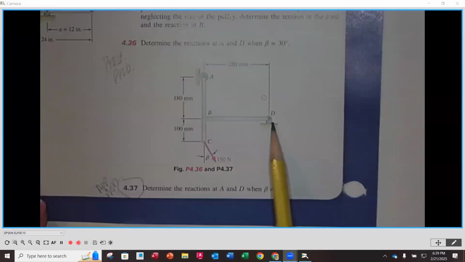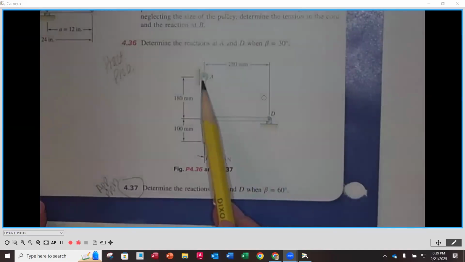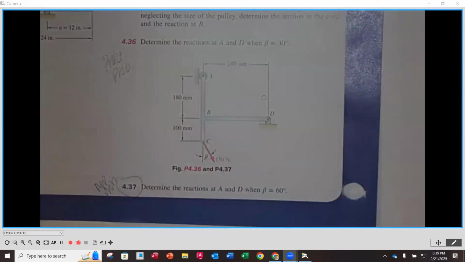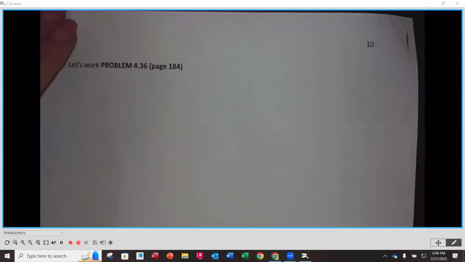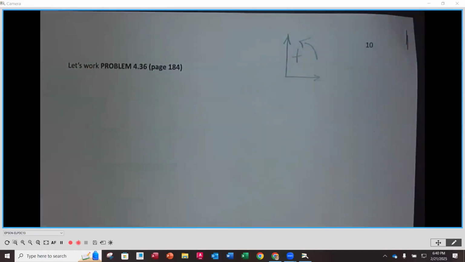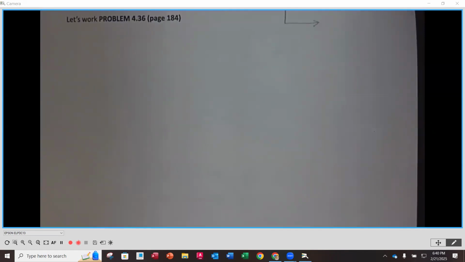So we have a support at D, and we have a support at A. We're going to start by creating our free body diagram, putting our applied loads in place, all of our dimensions, and then we'll look specifically at A and D and how we're going to represent those as supports. I am going to scooch this in a bit, and we're going to start by putting our convention in the upper left-hand corner.